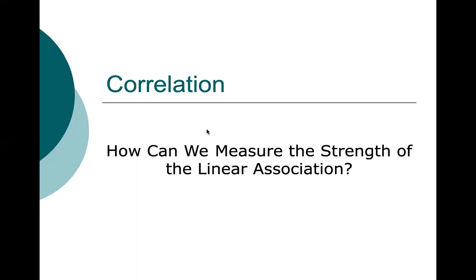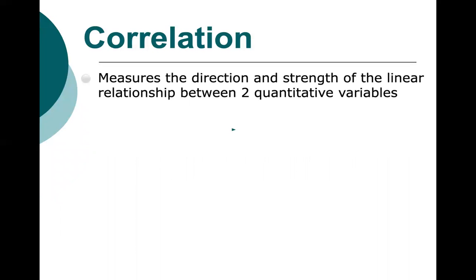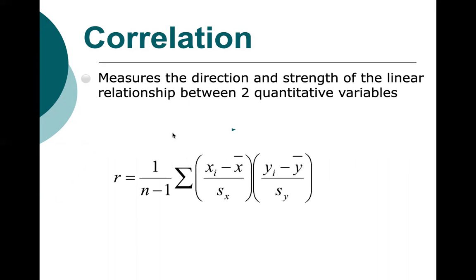Correlation measures the strength of a linear association, and it's of two quantitative variables. So sometimes students want to say two things are correlated when we're talking about categorical variables. Correlation is a mathematical quantity, and it only can be calculated for two quantitative variables. The calculation looks like this.